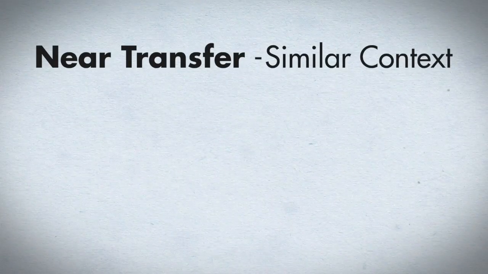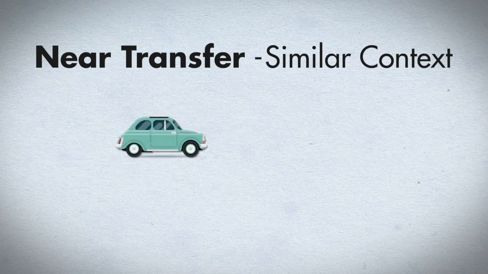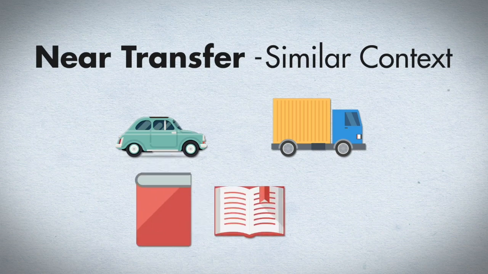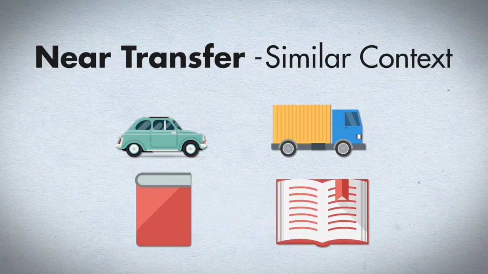So now that we know the importance and the purpose of transfer, let's look closer at two types of transfer. The first type of transfer is called near transfer. This is when the learning context and the transfer context are similar. For example, when we apply the skills we have learned to drive a car to driving a truck, or when we apply basic reading skills when we open an unfamiliar book for the first time.